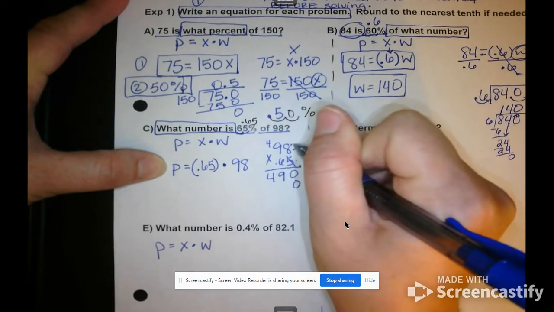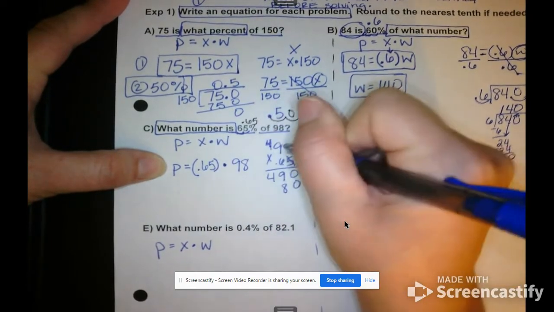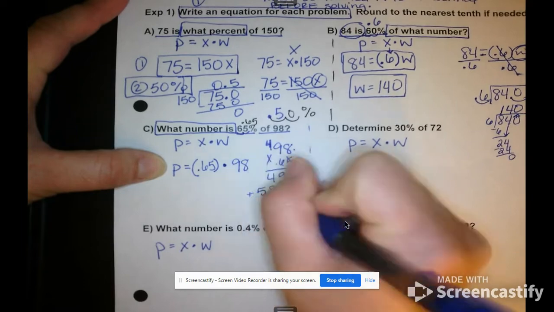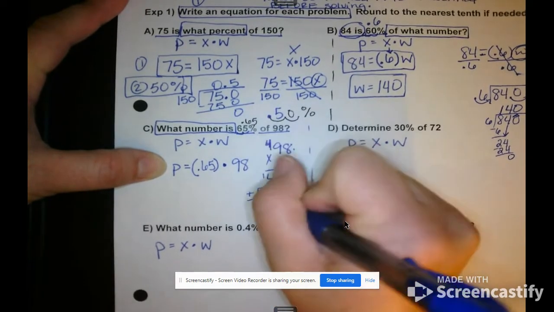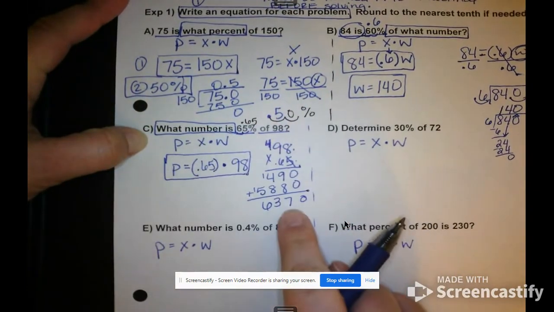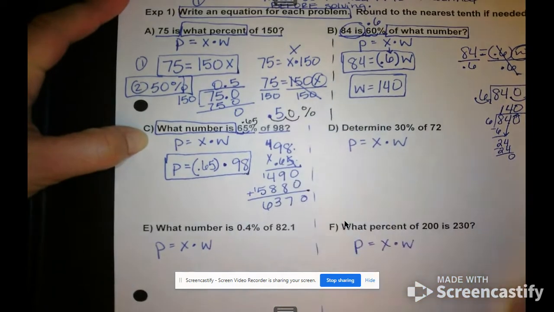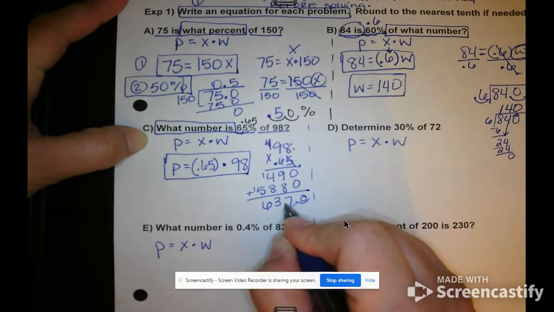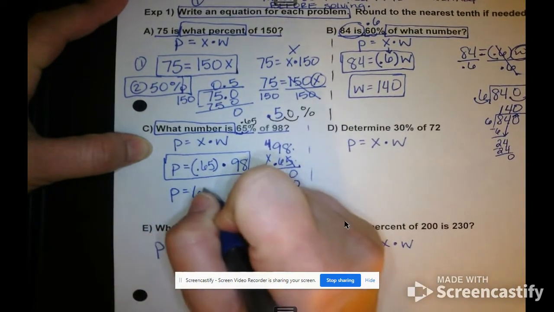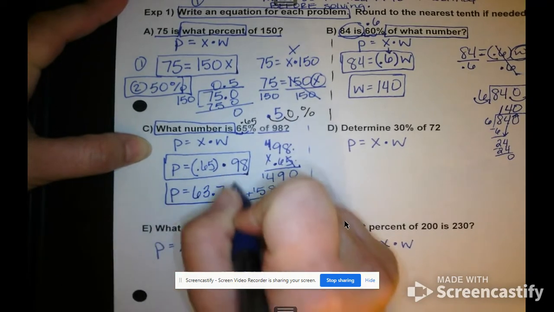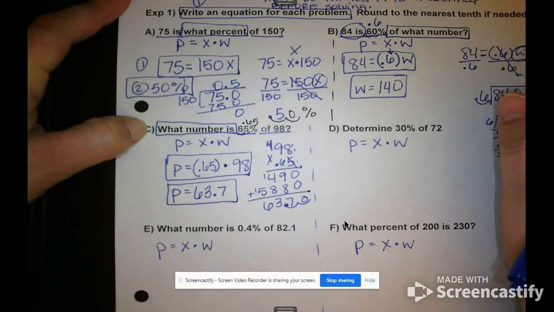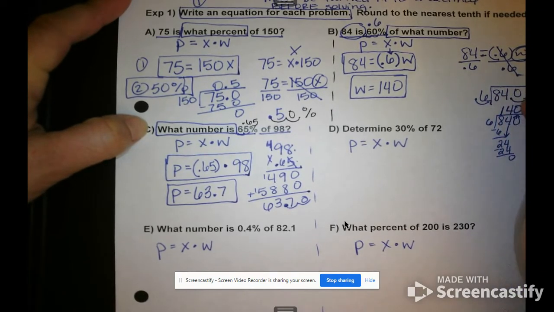Okay, 8 times 6 is? 48. Carry my 4. 9 times 6 is? 54 plus 4? 58. Okay, so this was my equation. Now, can't forget my decimal. I had how many decimal places? 2, so I move it over, which means my part was equal to what? 63.7. So P equals 63.7.